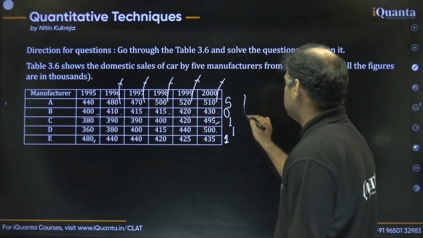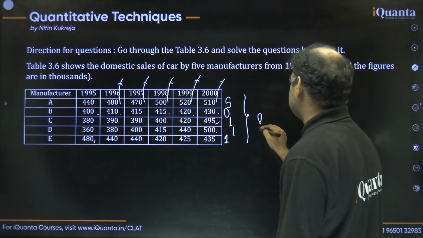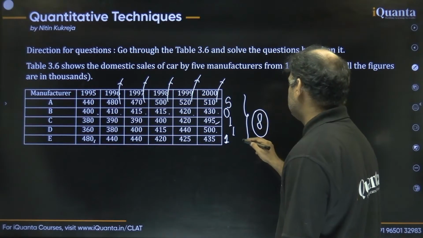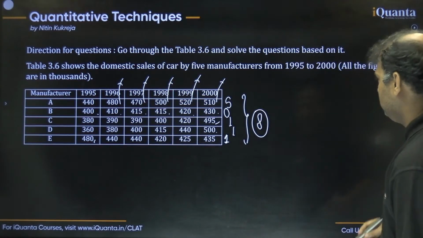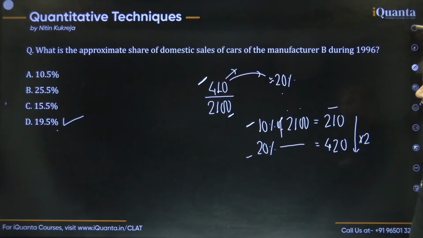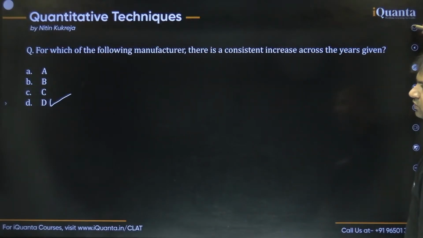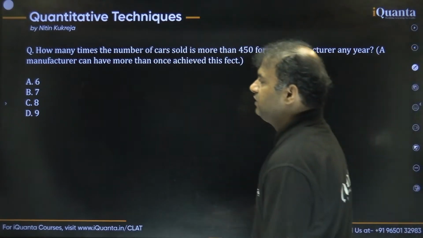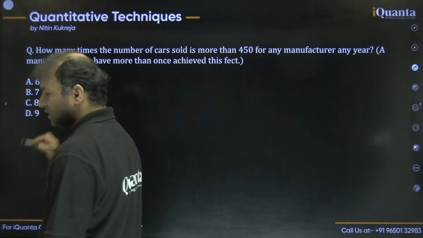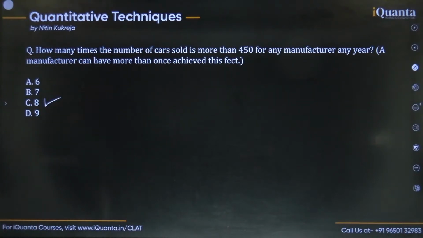So in all, 5 plus 1 plus 1 plus 1, that is 8 times the sales are more than 450. So the answer has to be 8, which is option C for us. This is how we are able to solve this particular question. I hope this is clear to all of you.